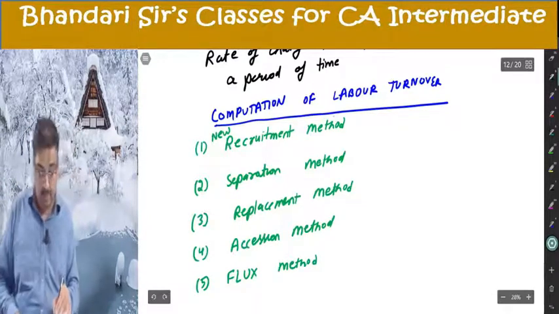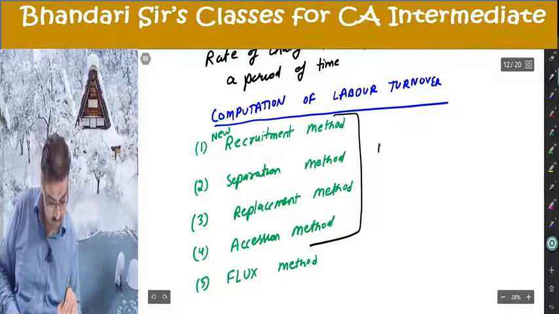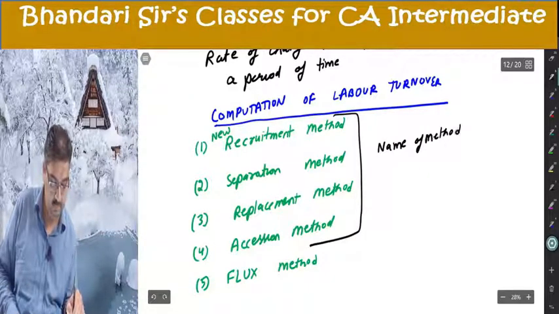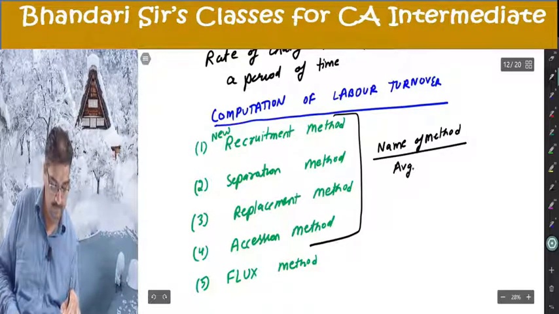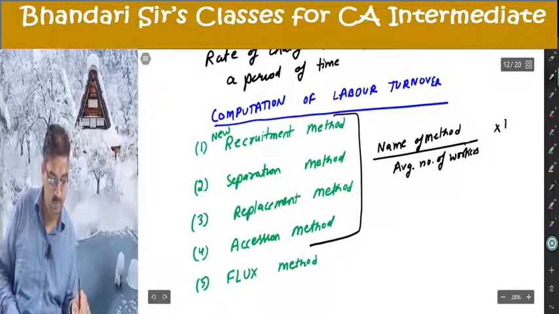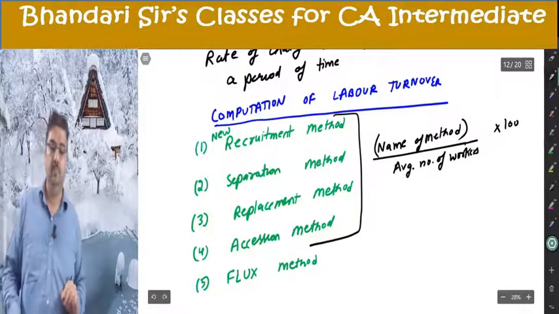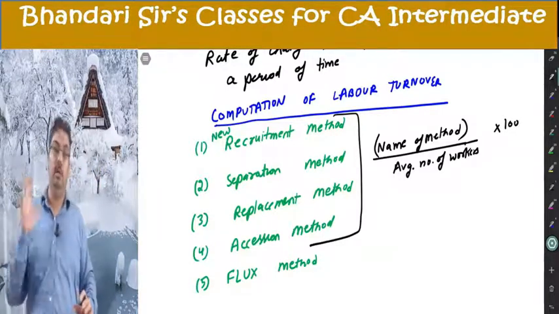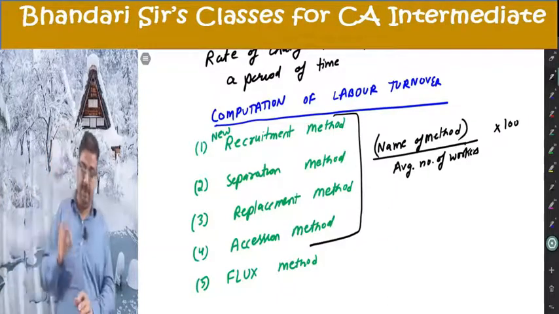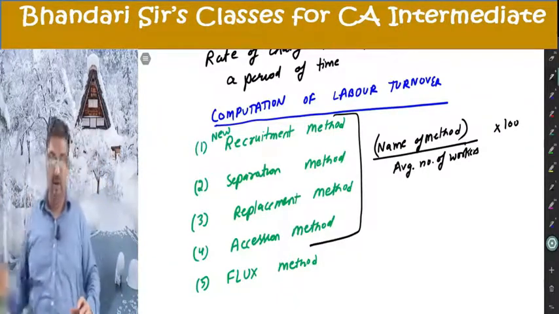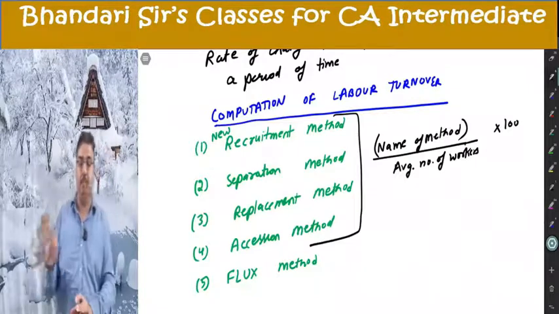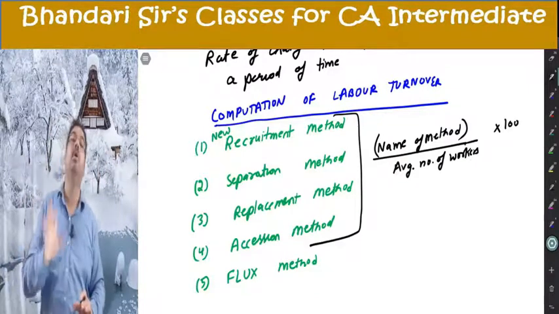Now, a general formula I am telling here. Name of method divided by average number of workers on roll multiplied by 100. What does name of method mean? In the first point, it will be number of new recruitments divided by average number of workers into 100. In the second method, number of separations divided by average number of workers into 100. Third method, number of replacements divided by average number of workers into 100. Fourth method, number of accessions divided by average number of workers into 100. Flux, I am going to tell.